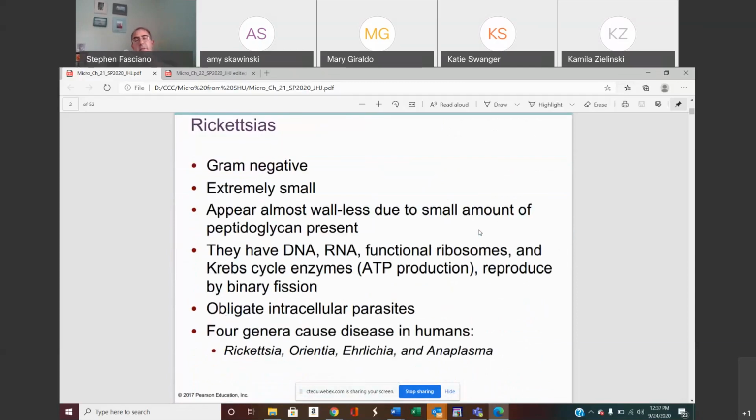So we'll start with rickettsia. These are all prokaryotic, right? Rickettsias happen to be gram-negative. You learned briefly gram-negative and gram-positive. They almost all look like they do not have a wall because they have so little peptidoglycan in their cell walls. They do have DNA, RNA, ribosomes. They can make ATP. They can reproduce by binary fission. So they're living organisms. They're prokaryotes. They are obligate intracellular parasites, meaning they can only live inside another organism. And there are 4 genera that cause diseases in humans.